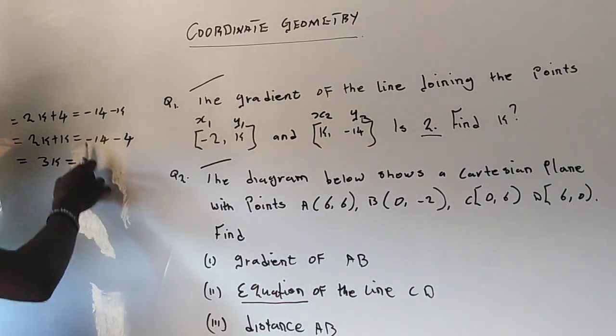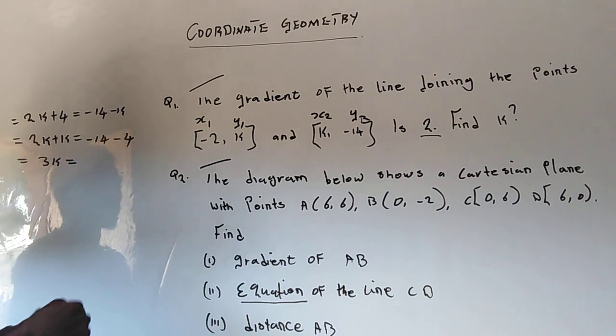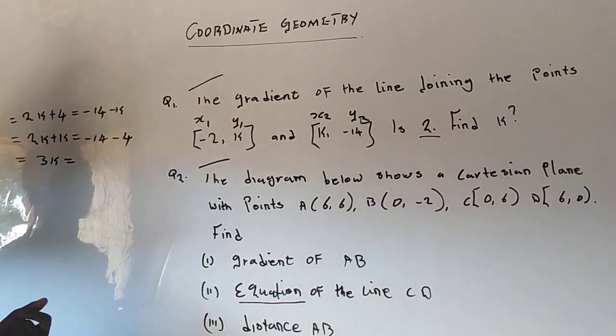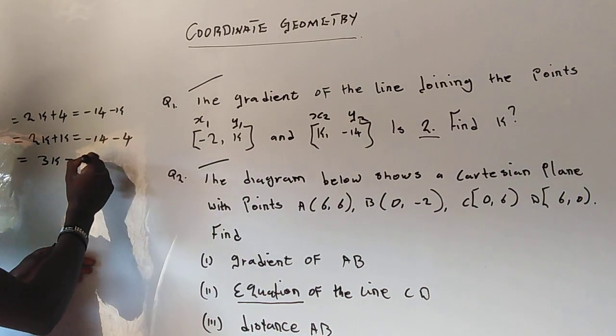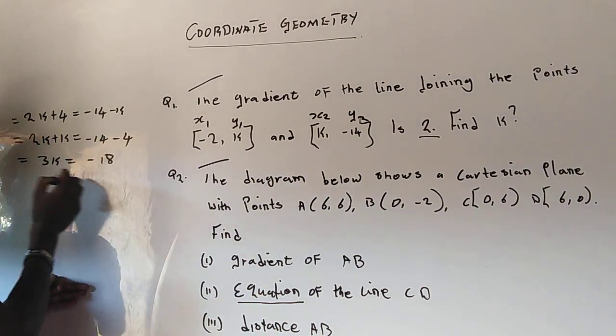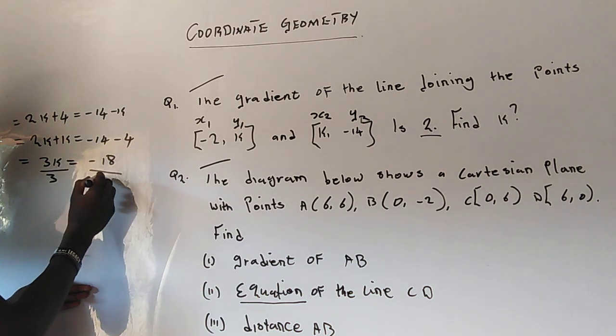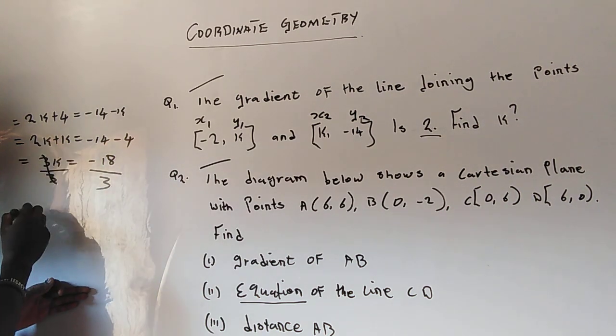Negative and negative is a positive, so we add and then I'll maintain the sign of the bigger number there. So 14, 15, 16, 17, 18. So I'm going to have negative 18. So since I'm finding the value of k, I'm going to divide both sides by 3, divide both sides by 3, such that this and this they will go.